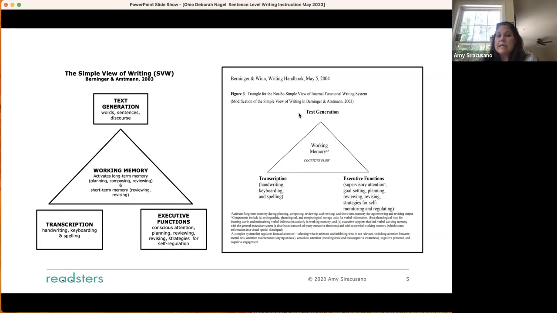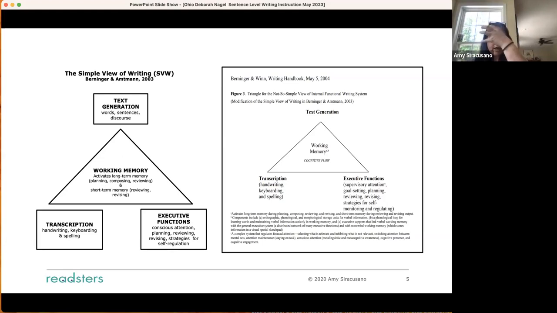So this is the Not So Simple View of Writing, and this is the most current model for how we should be looking at what the research is telling us about instruction in writing. So what does this mean for us in practice? When you think about getting a child to write, getting their ideas down on paper, obviously their working memory is activated right away. If we look back to the simple view of writing, they really have to think about what they're going to plan. So they're pulling from their long-term memory, right?